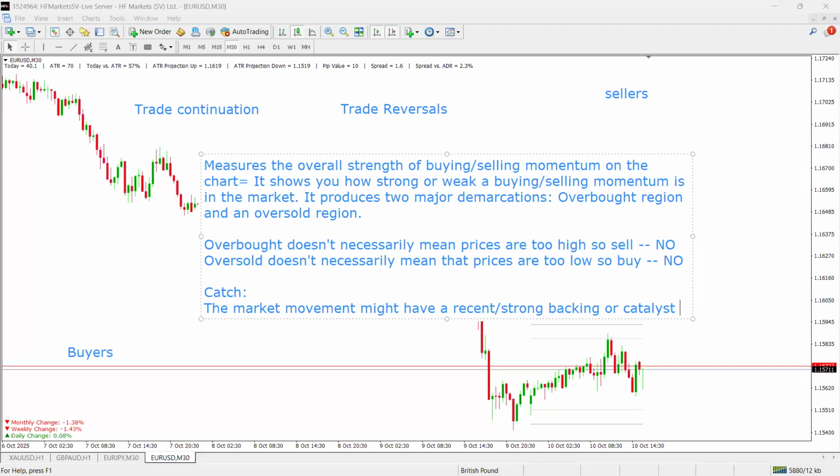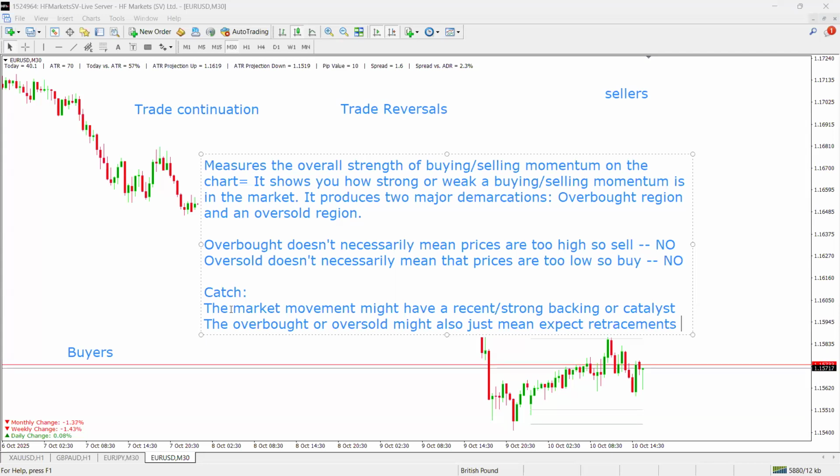The catch also is the overbought, oversold might also just mean expect retracement. Sometimes the overbought or oversold nature of the stock is not saying, oh, yeah, go and sell, or oh, yeah, go and buy this particular asset, just because the market is now in an overbought region. It does not necessarily mean that. Sometimes it might just be telling you expect some elements of retracement. That might be the entire thing it is saying.